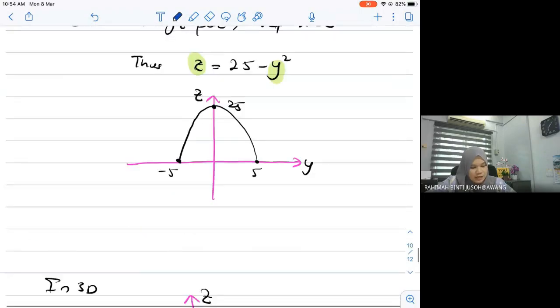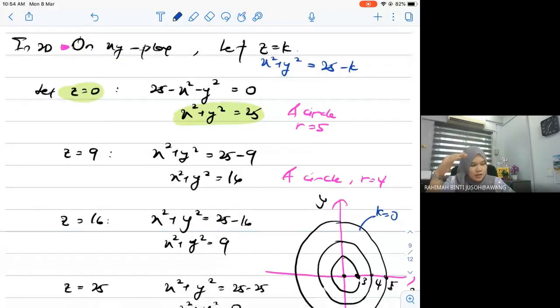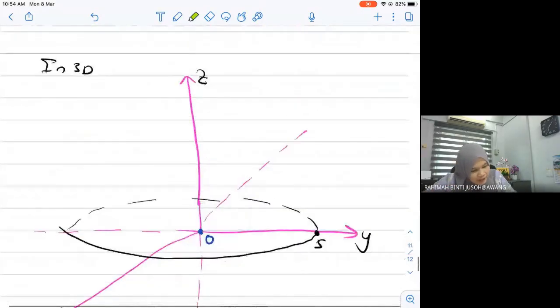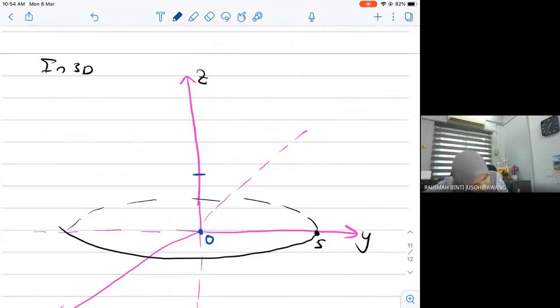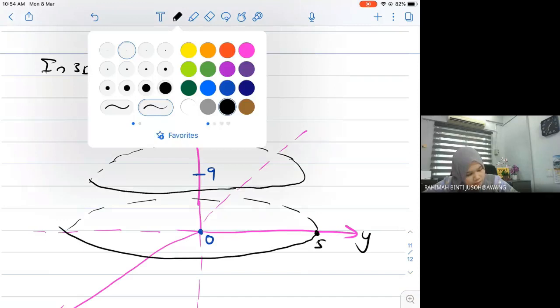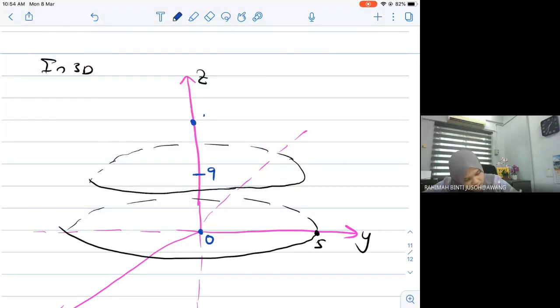And then the values of Z or K increase. You tengok dia pada Z equals to 9 pula, you akan dapat satu circle dengan radius 4. But the radius is smaller. Okay, circle juga tapi radius smaller. And then pada level Z equals to 9, ni saya buat 9, naik sikit. Maksudnya tadi kat bawah Z equals to 0, but now dia naik sikit. So your circle will be smaller because the radius is 4. Macam tu. So you akan dapat macam ni. Okay, second circle.